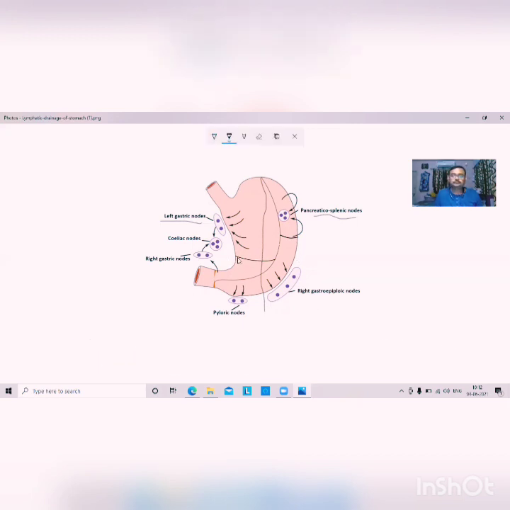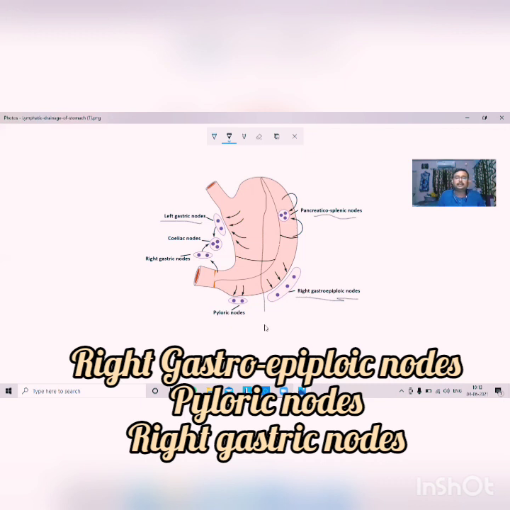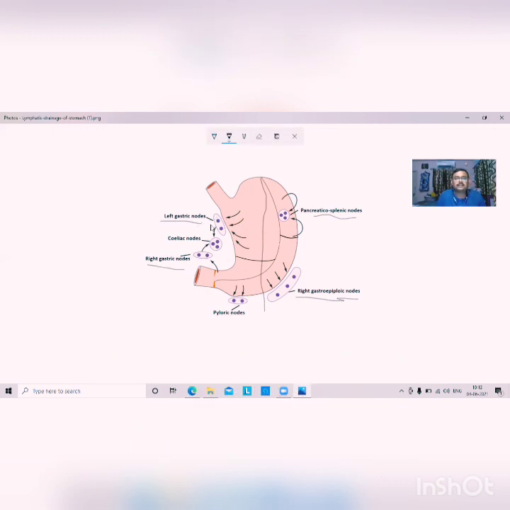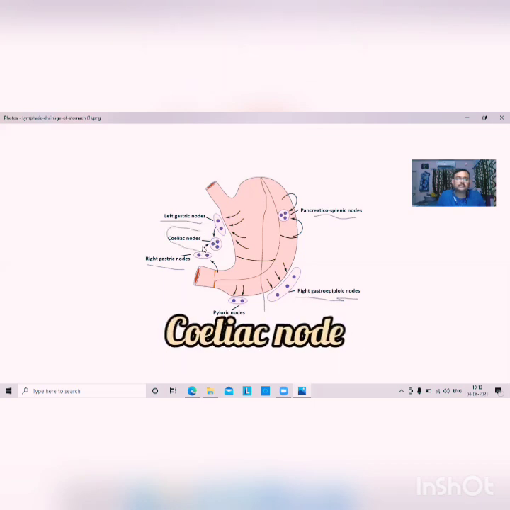Now, if I divide the right part into upper two-thirds and lower one-third, the lymphatic channels of the lower one-third will pass through the right gastroepiploic nodes and pyloric nodes, and a few lymphatic channels will reach the right gastric nodes, and this right gastric and left gastric ultimately terminate into the celiac nodes.